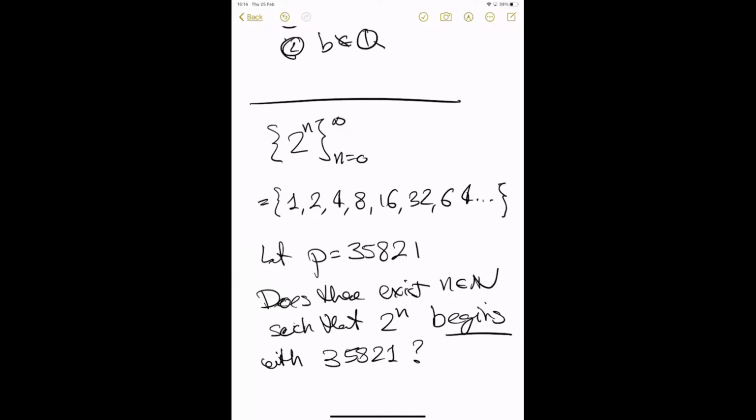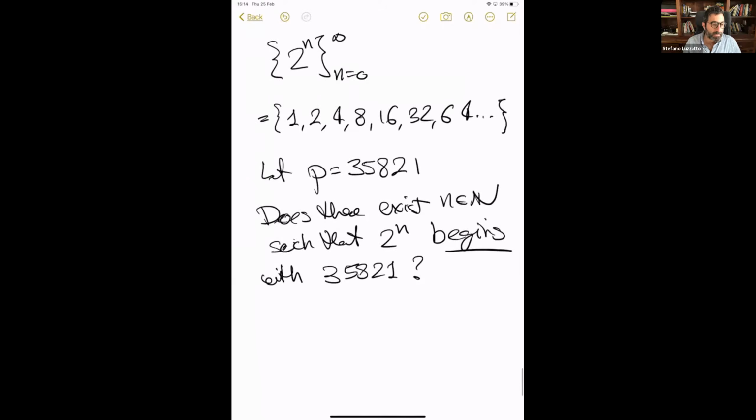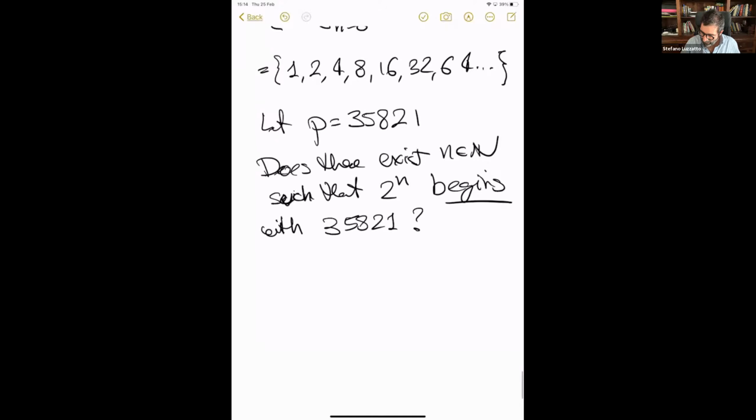What do you mean by begin? Begins, exactly. Ling, that is a very good question. What do I mean by begins? Because part of finding a solution is to understand very precisely the question, right? So what I mean is that I can write 2 to the n to be equal to 35821 and then some other digits.